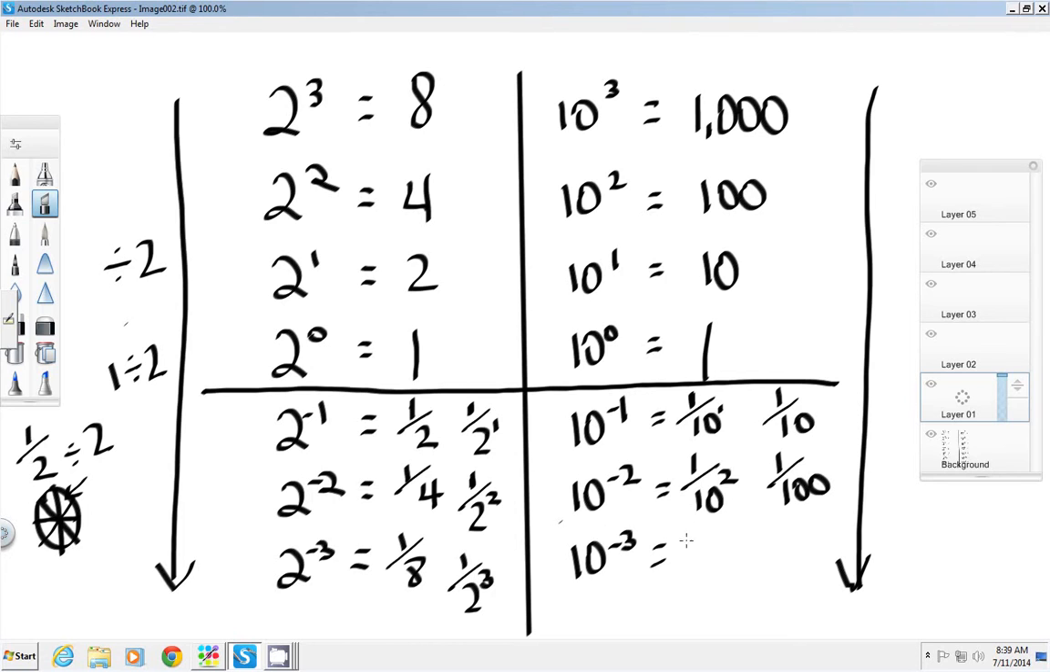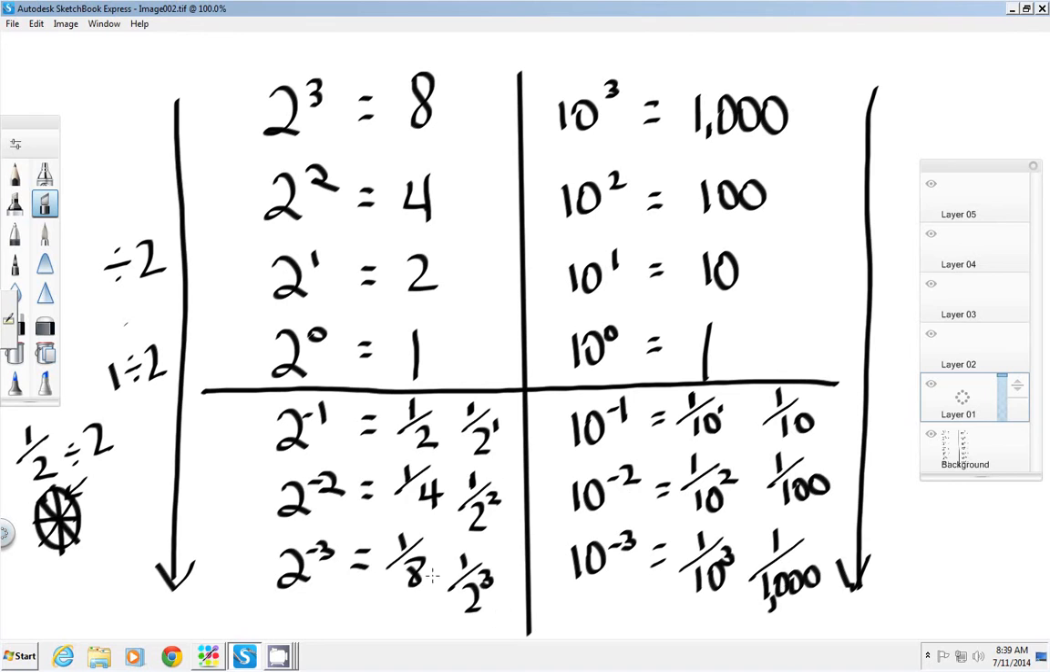Well, if we did the same thing to 10 to the negative 3 power, if we simplify it, we would really have 1 over 10 to the third power. If we evaluated it, we would have 1 over 1,000, which is a 100th divided by 10.